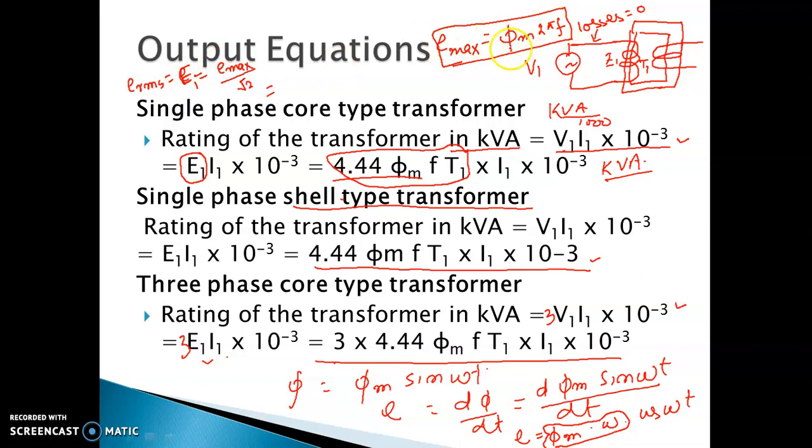The maximum voltage is phi m 2 pi f, so divided by root 2. If you divide 2 pi by root 2, it will come to 4.44 phi m into f. This is for a single turn. If you have T number of turns, then you have to multiply it by T. So 4.44 phi m f, and the number of turns will be multiplied here. So if T number of turns is there, then the induced EMF will be like this.